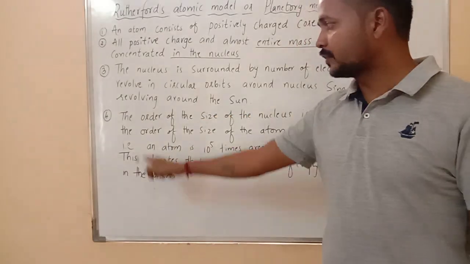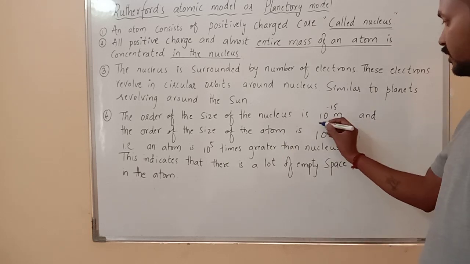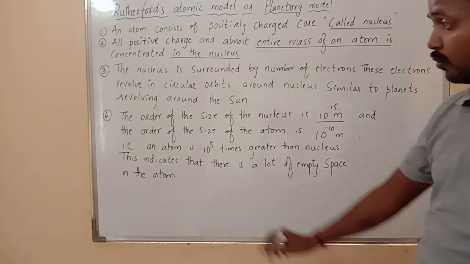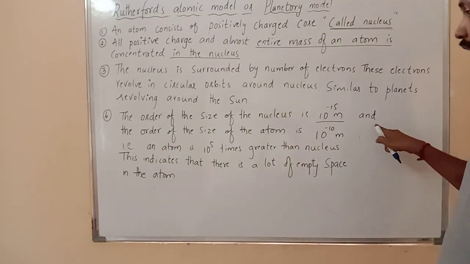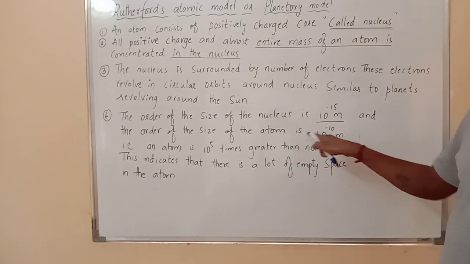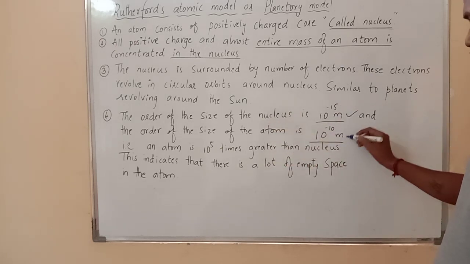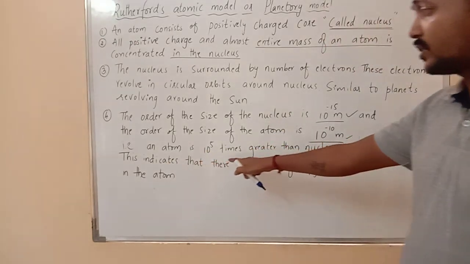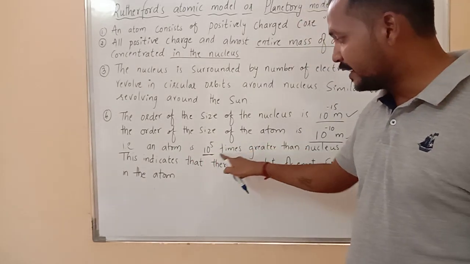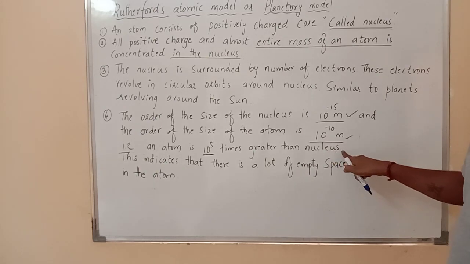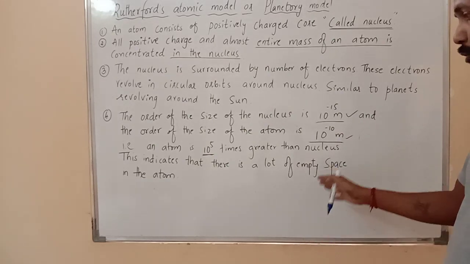Next, the fourth one: the order of the size of the nucleus is 10 raised to minus 15 meter. See, this is very important. The order of the size of the atom is 10 raised to minus 10 meter. So, in these two data, which one is greater? The atom is 10 raised to 5 times greater than the nucleus. So this indicates that there is a lot of empty space in the atom.